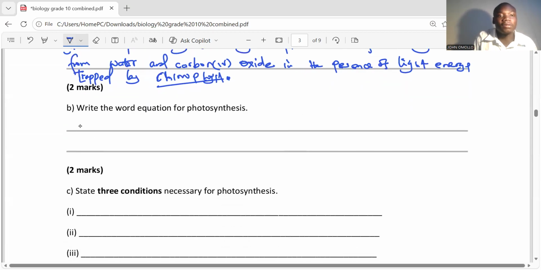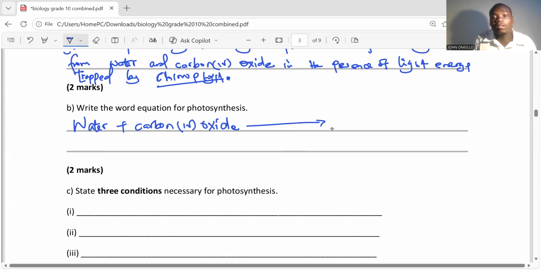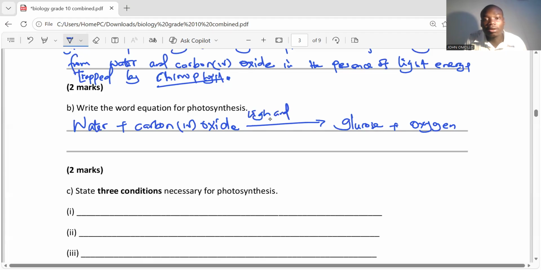B. Write the word equation for the photosynthesis. So we know that for photosynthesis to occur, just like from the definition, we have said water plus carbon dioxide. And that is why I was giving you mature definition. Will give us glucose, which we want, plus oxygen. So here there must be light energy and chlorophyll. So these two are present.